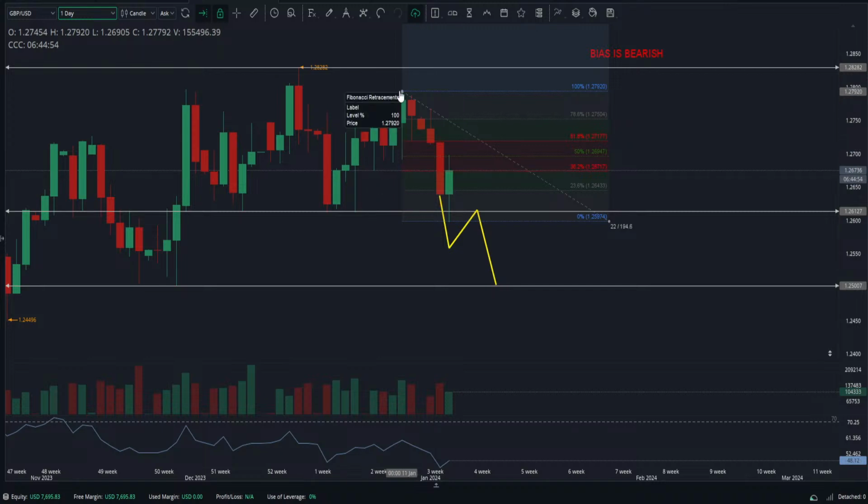So the solid resistance is 1.2828, where I would like to see how the market behaves. But I'm also expecting the price to go downwards, and for this I'm expecting strong resistance around the 1.2717 area. All right, the next level of support from here will be 1.2500, which is also my target on the pound to the downside.